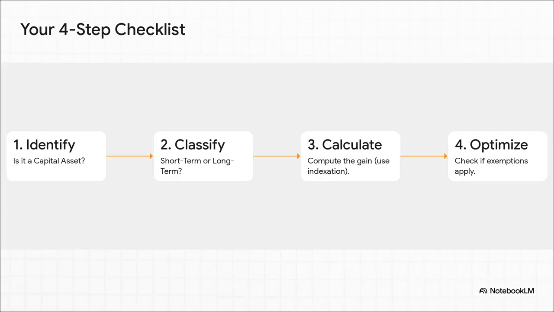So, to bring it all home, here's your simple 4-step checklist for any capital gain situation. 1. Identify. Is this thing even a capital asset? 2. Classify. Is it short-term or long-term? 3. Calculate. Do the math and don't forget indexation for long-term gains. And finally, 4. Optimize. See if you can use any exemptions to save some tax.